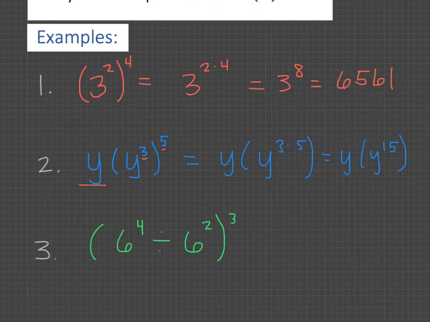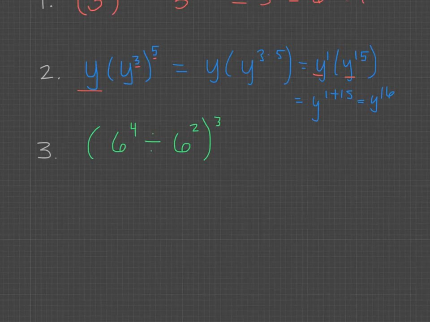Here we can apply our product rule, which says when we have the same base multiplied by itself, we add the exponents. So now this first y doesn't have an exponent written, but we want to remember that it has an exponent of 1. If we don't write the exponent, that implies the exponent is 1. We're going to have y to the 1 plus 15, so y to the 16th.